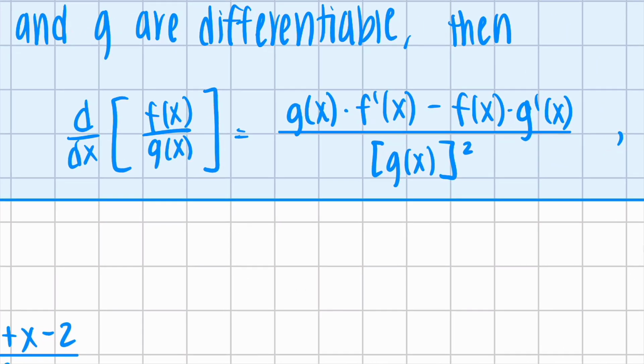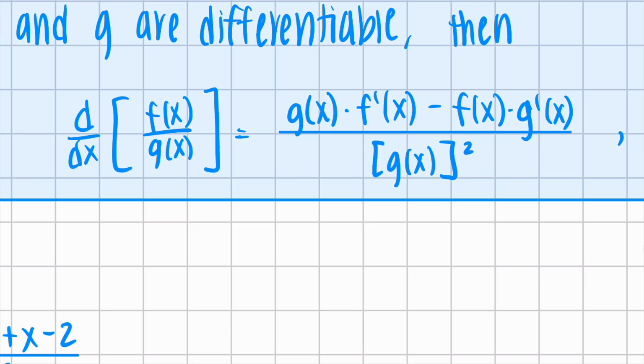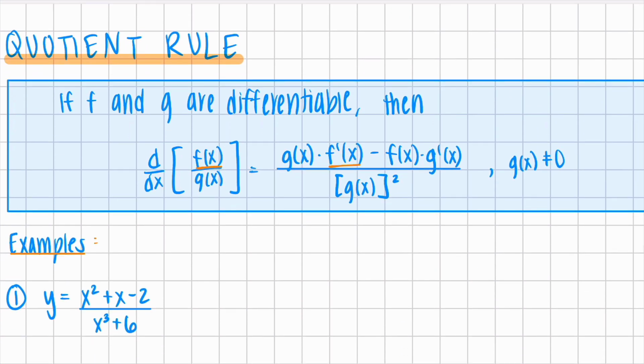So if we look at it a little bit more closely, notice that you have your denominator, I have my g of x, times the derivative of the numerator minus my numerator times the derivative of the denominator over the denominator squared. Now a way to memorize this is we say low d high minus high d low, and then we say square the bottom and off you go.